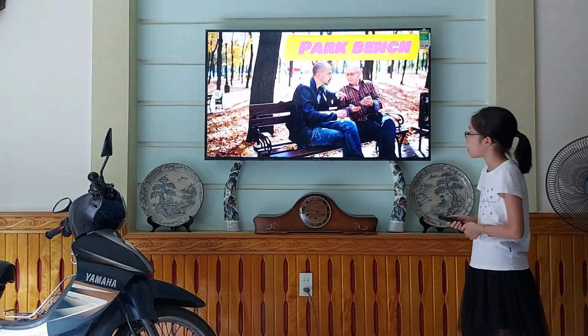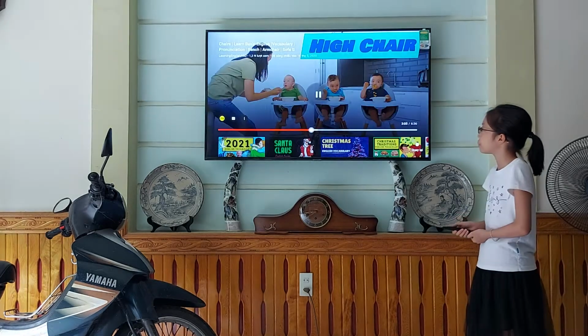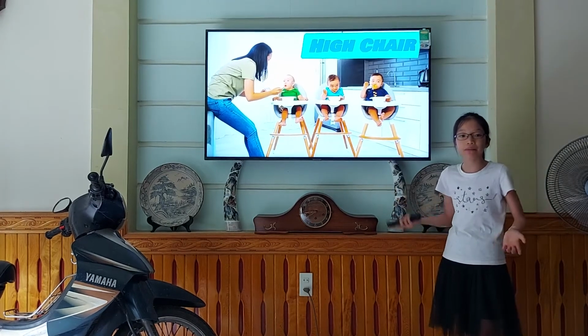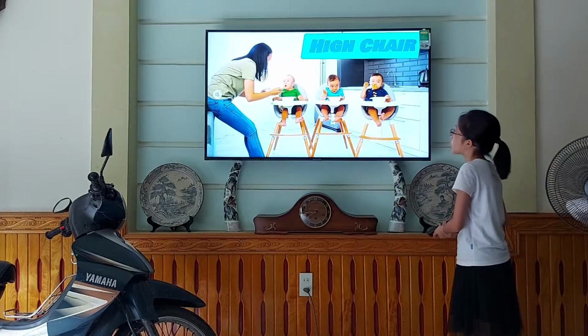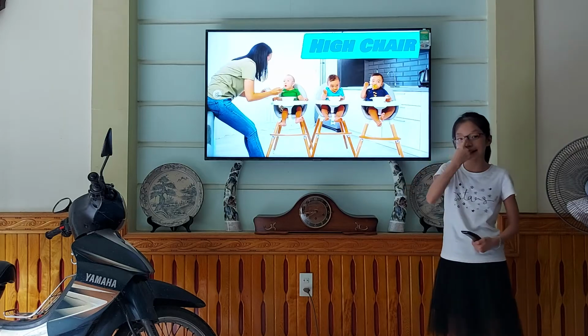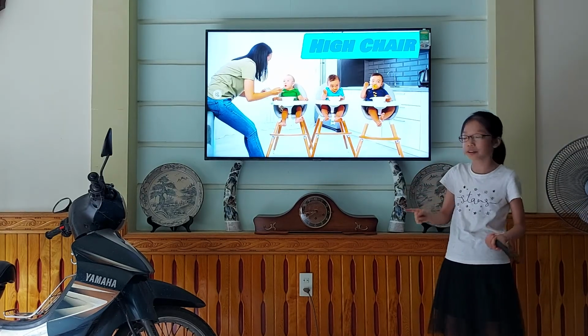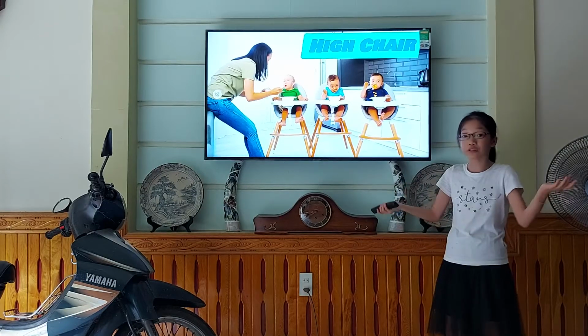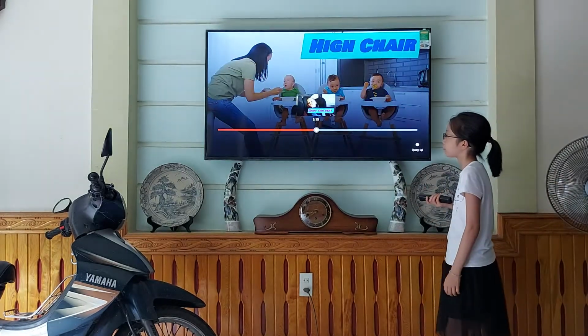Next we have, this is high chair. High chair is mostly for babies. When it is feeding time, they sit on this high chair. It's kind of like a table and a chair, so you can place your plate, place your bowl, and eat your food. So this is high chair.